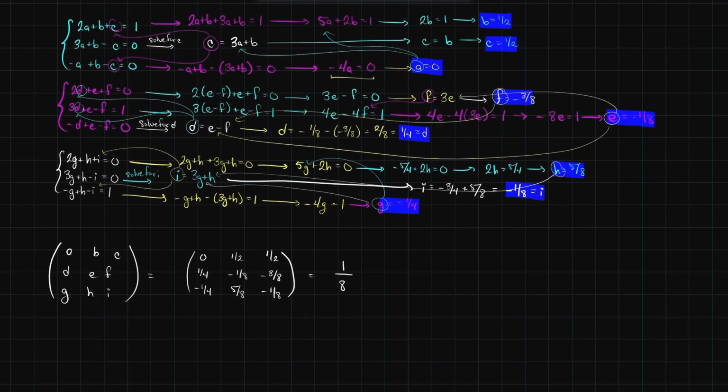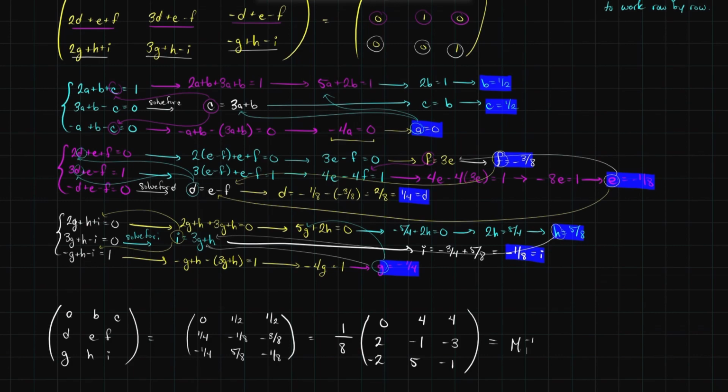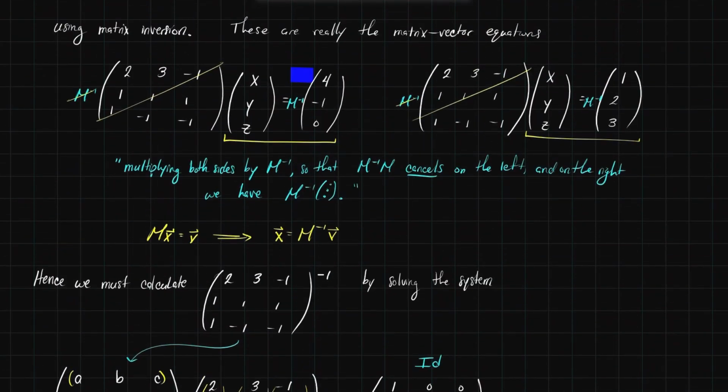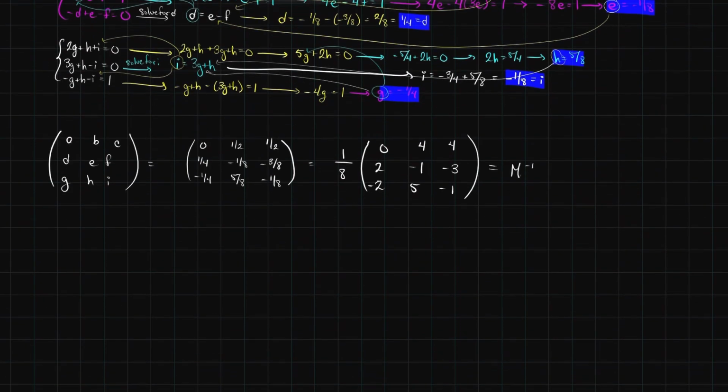If I wanted to pull 1/8 out, I could simplify the interior to integers. I get 0, 4, 4, 2, negative 1, negative 3, negative 2, 5, negative 1. So this will be M inverse. That's not quite what we were looking for, right? What we were looking for was the solution to these two equations. So what I actually need to do now that I've found M inverse is act it on 4, negative 1, 0, and on 1, 2, 3. So let's go ahead and do that.